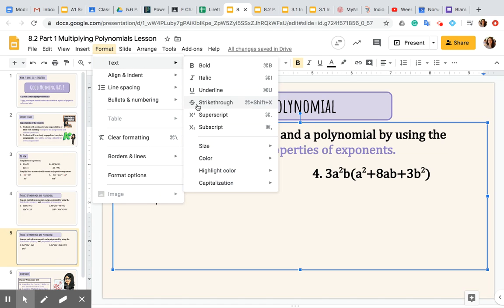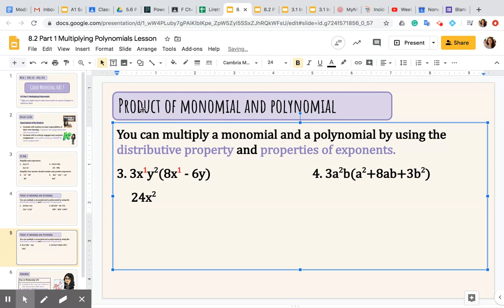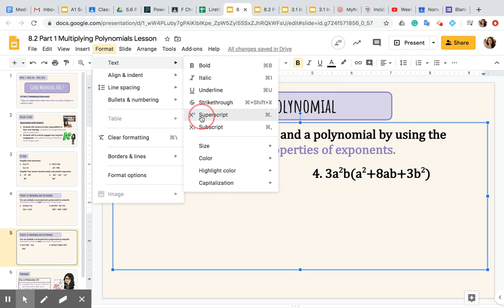I just lost my normal font. Let me turn it back on. Come on. I don't want an exponent right now.